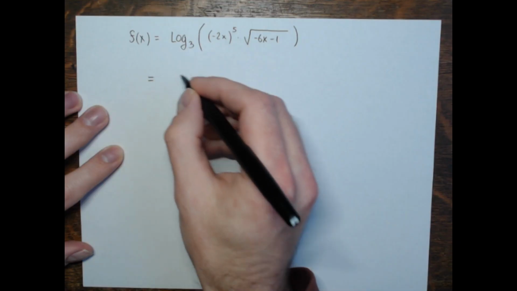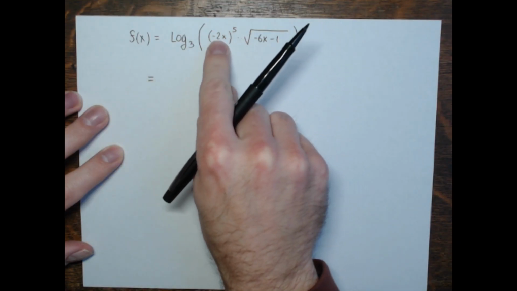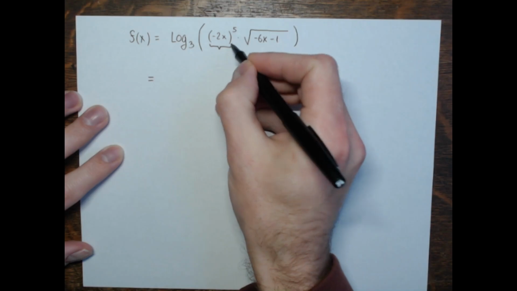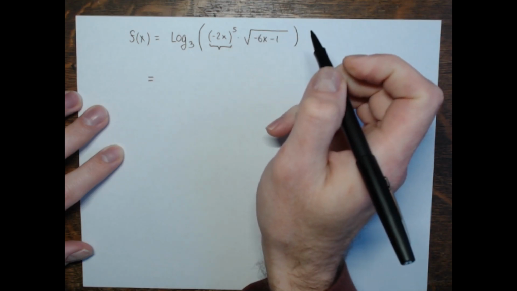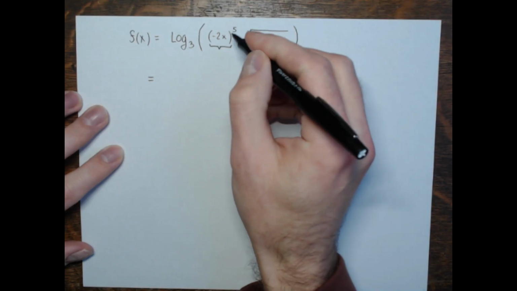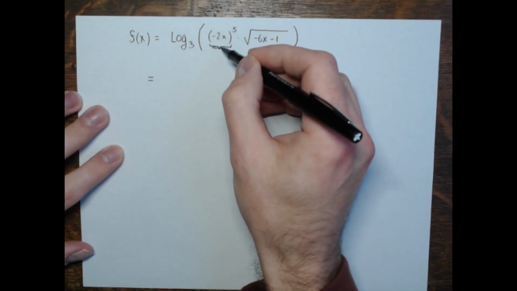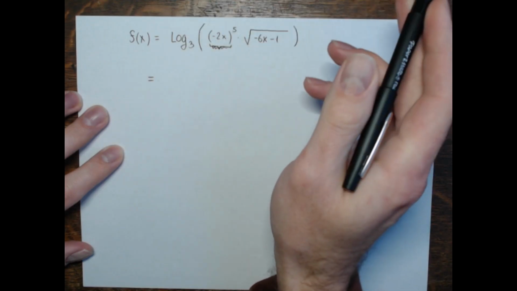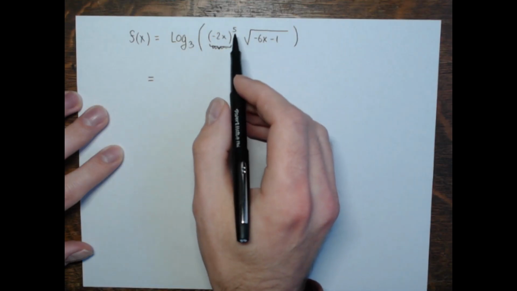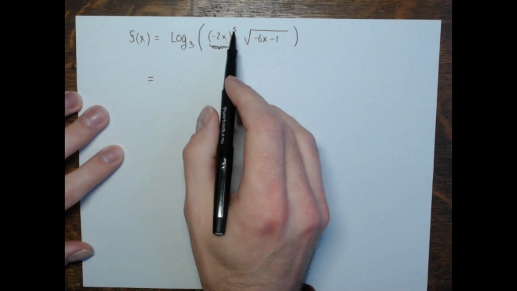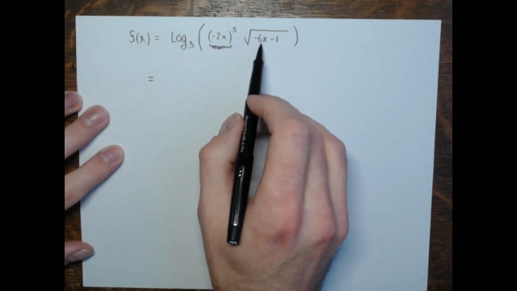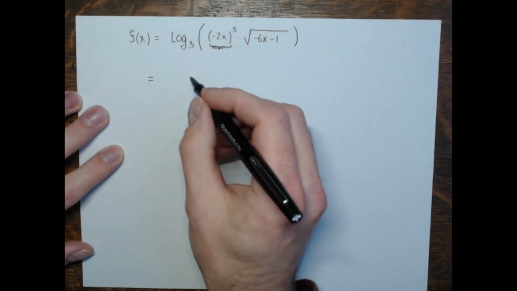All right, so I'm going to use properties to rewrite this. Now I'm going to think of this as negative 32x to the 5th. I'll keep it that way actually, because I don't want to confuse people by having a negative number inside a log. So let's leave it this way. So I'll do the product rule and then pull the power of 5 out. And then this negative 6x minus 1 is to the half power, right? So I'll pull the half out.